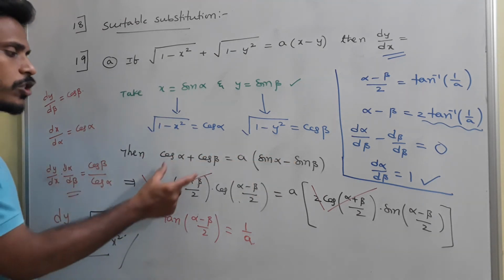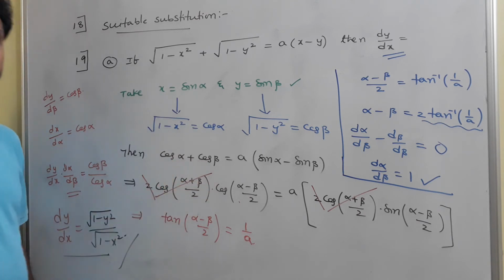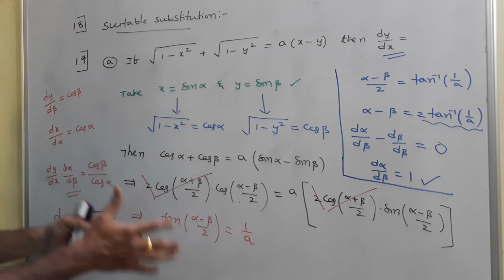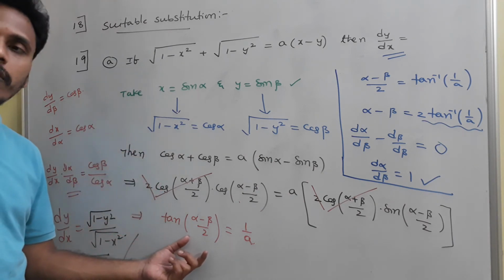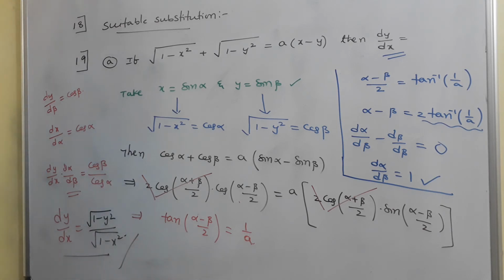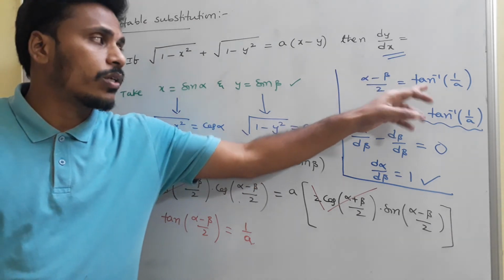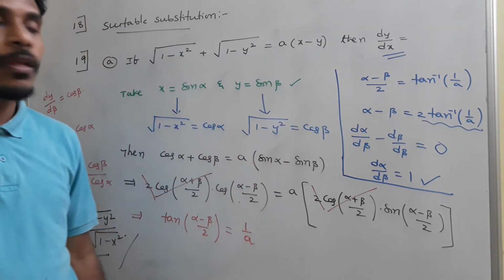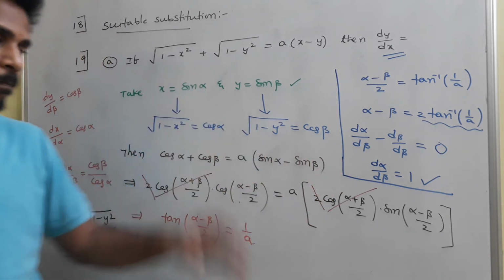So very simple, just use the transformation trigonometric formula for cos alpha plus cos beta, as well as for sin alpha minus sin beta. So 2 cancels out, and cos of alpha plus beta by 2 cancels out, and you have this particular result. So now just use certain knowledge. Alpha minus beta by 2 is tan inverse 1 by a. Differentiate both sides with respect to beta. So you have d alpha with respect to d beta is 1.